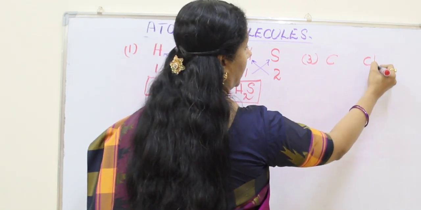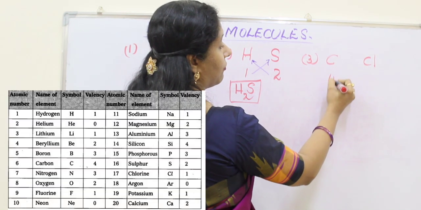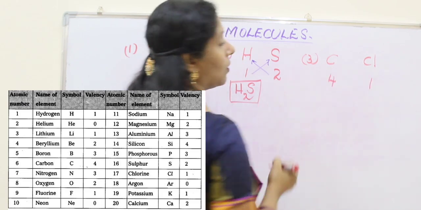Carbon, chlorine. Valency of carbon is 4. Valency of chlorine is 1.